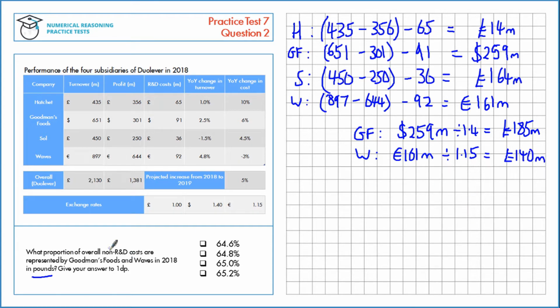Next, we need to know what proportion of overall costs, overall non-R&D costs, are represented by these two here. So first, let's figure out the overall non-R&D costs. That's the sum of these four numbers when they're all in pounds. So 14 million, 185, 164, and 140.